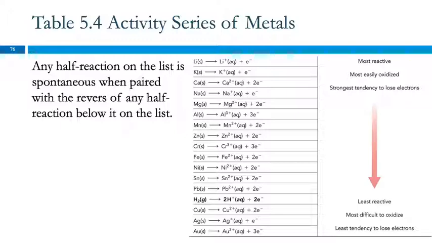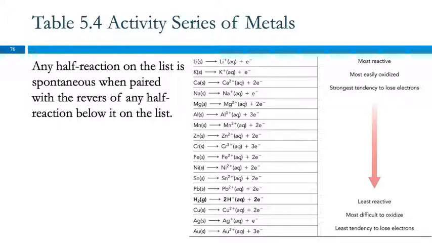So if this is to occur, there must be a reduction somewhere. If we write this reaction backwards, then it's the gain of electrons and it's a reduction. So this is going to occur with any of the ones below it written backwards. Lithium oxidation reaction will happen spontaneously with any of these down here written in the reverse.